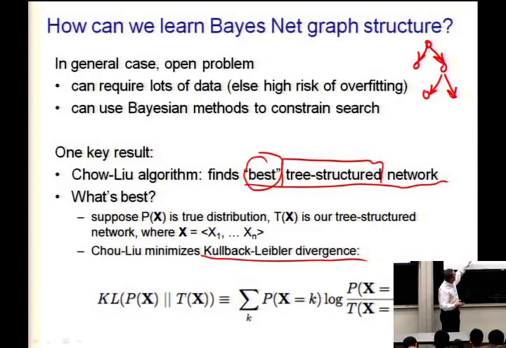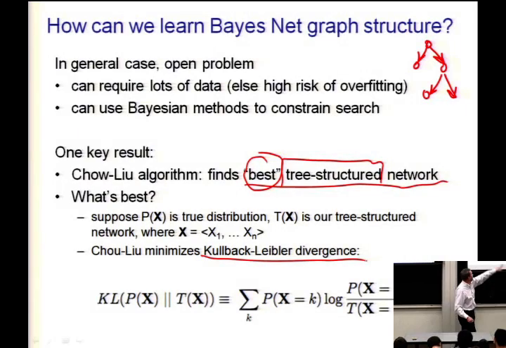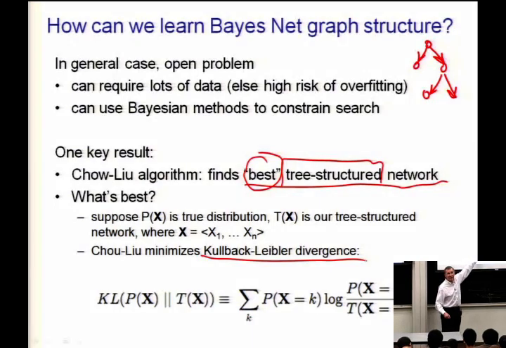But what I would like to have is the tree graph such that once I learn the conditional probability tables for that, and I have the joint distribution according to that BayesNet, I want to make the KL divergence between the true joint distribution, even though it's unknown, and the one that I can get from my tree graph as small as possible.